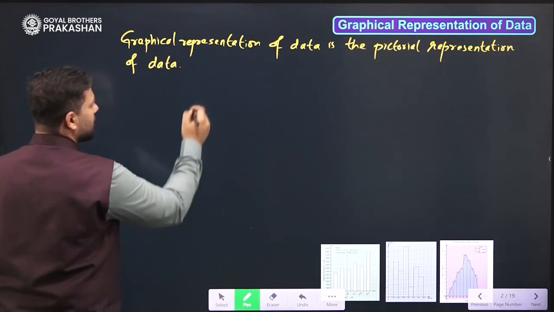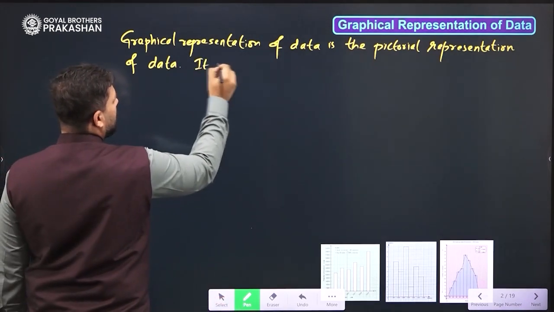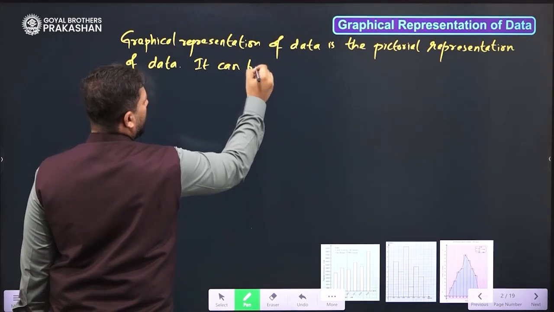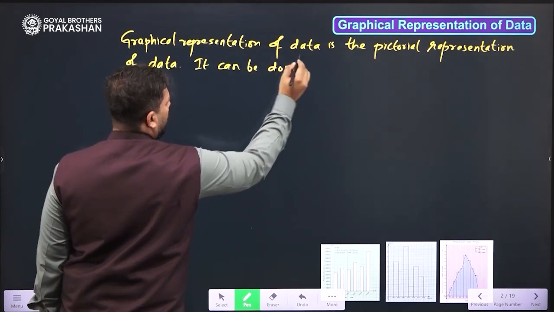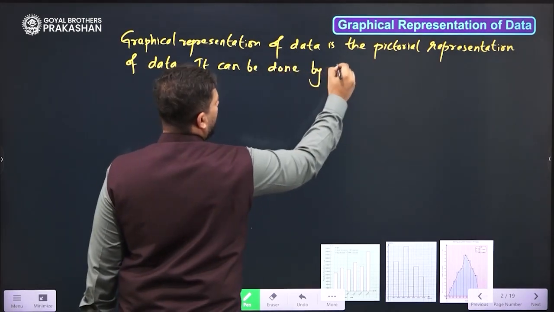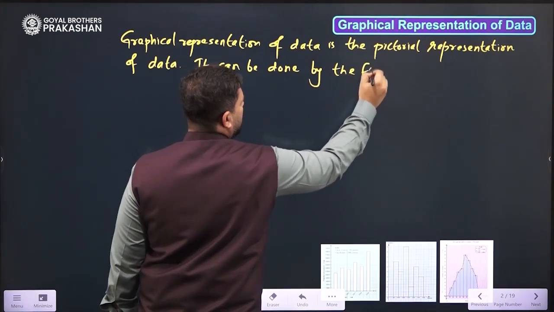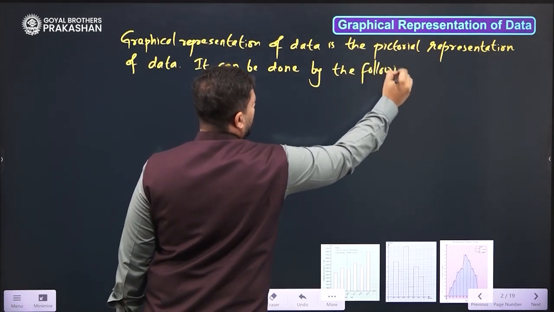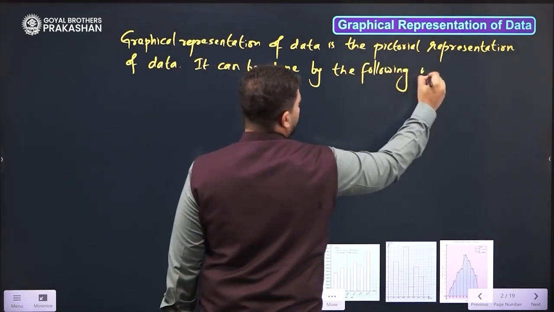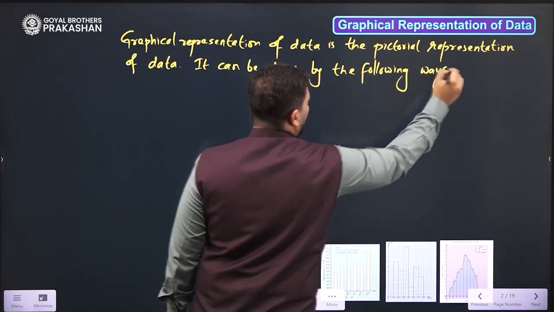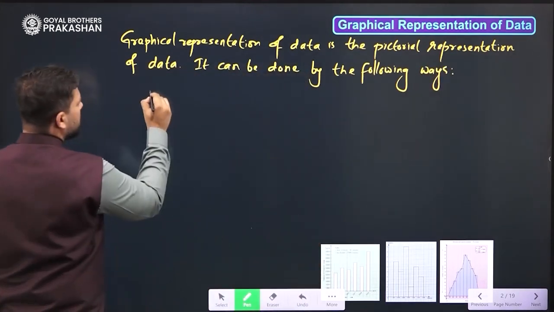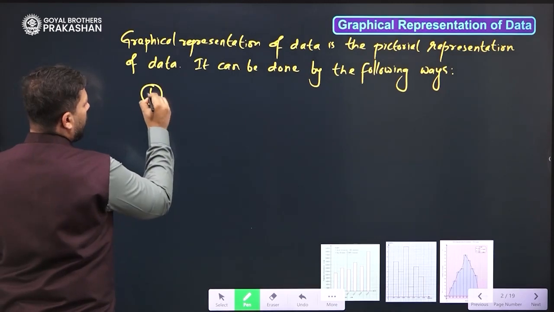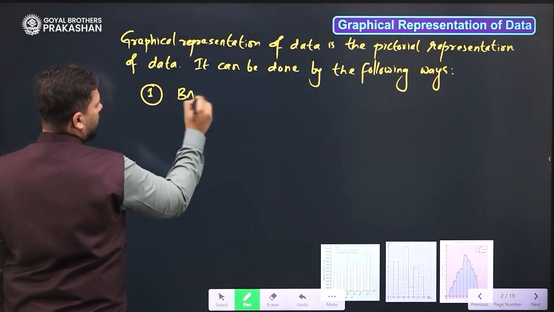What happens next? It can be done by the following ways. What are those ways? The very first is bar graphs.